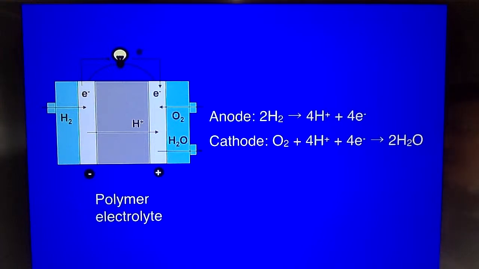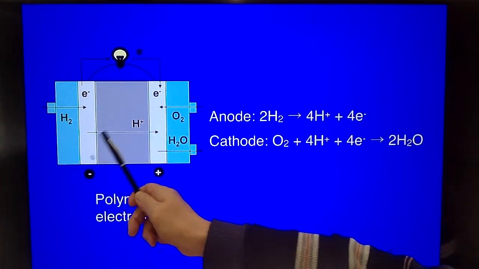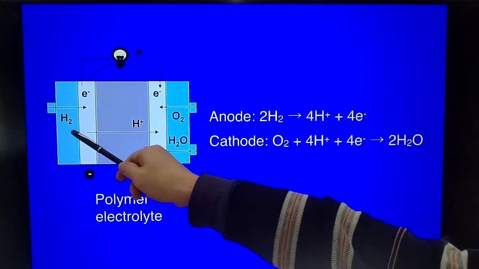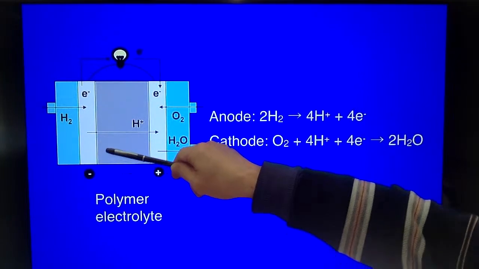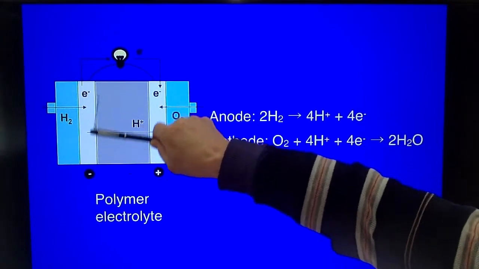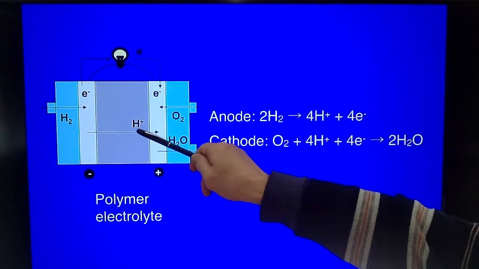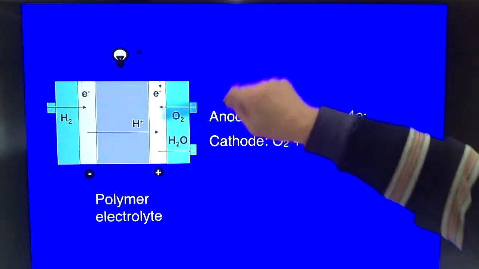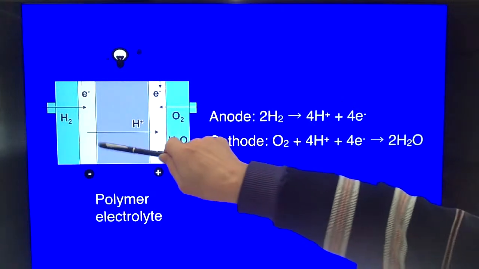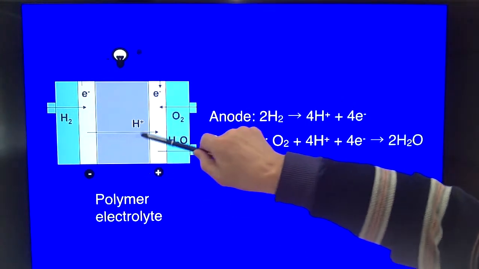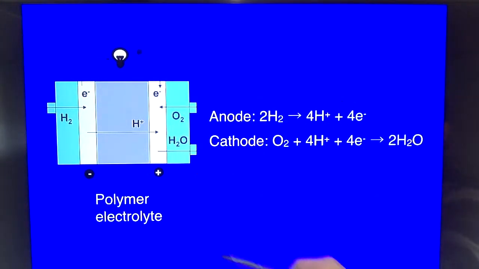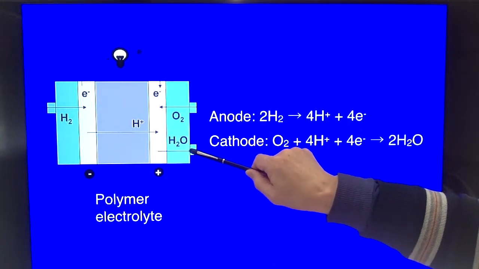And the schematic representation of the fuel cell is this way. This is the anode, this is the cathode. So in the anode, hydrogen reacts with this catalyst to make H+ proton and electron. The electron goes through the external circuit and arrives at the cathode, and the proton also goes through the electrolyte, and meets the electron and oxygen here, and the final product is H2O as exhaust gas.